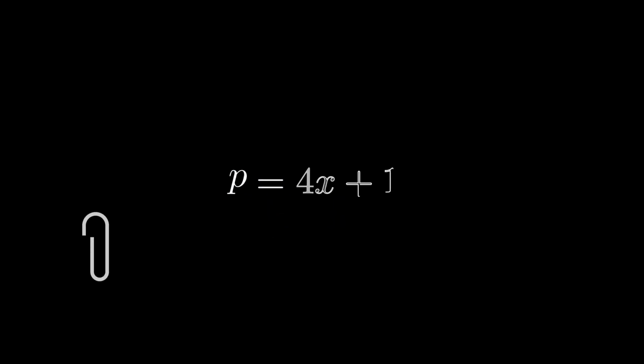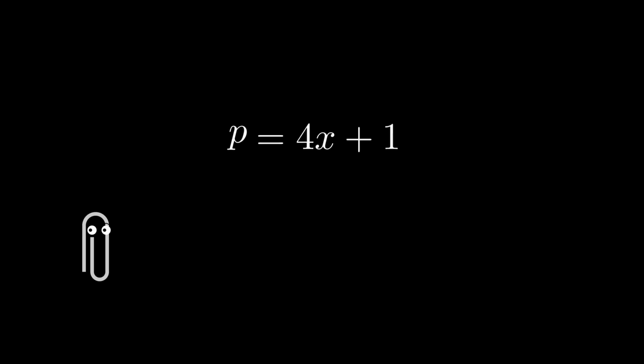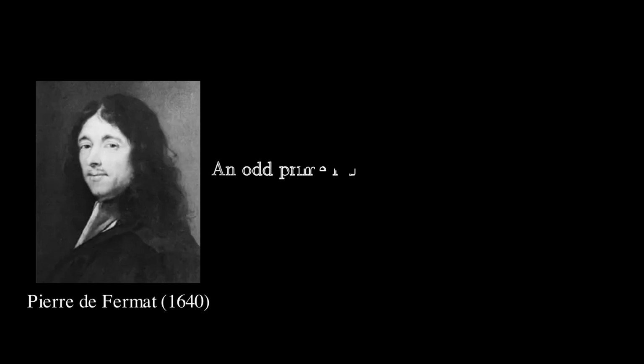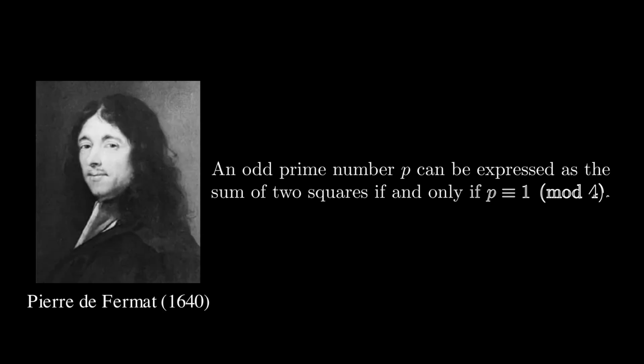You take a prime number p of the form 4x plus 1, you can always break it into a sum of two perfect square terms. Like you take the number 5, you can write it as the sum of 1 squared plus 2 squared. In the year 1640, Pierre de Fermat found this relation.